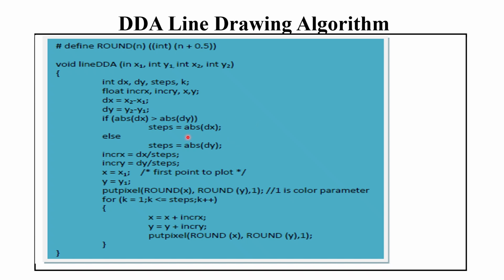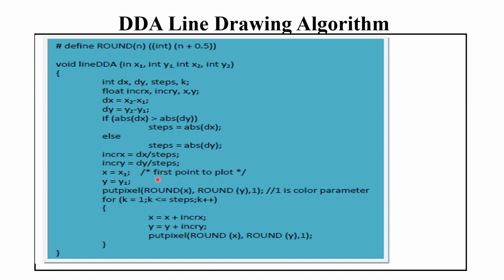And whichever is greater, if dx is greater, then that is assigned to steps. If dy is greater, then that is assigned to steps. So steps here denotes how many steps we are going to have to do the calculations to calculate the intermediate points from the starting point till the end point. Then we need to increment the value of x or y. So what value are we going to increment? That is given by increment x and increment y. So increment x is dx by steps, increment y is dy by steps.